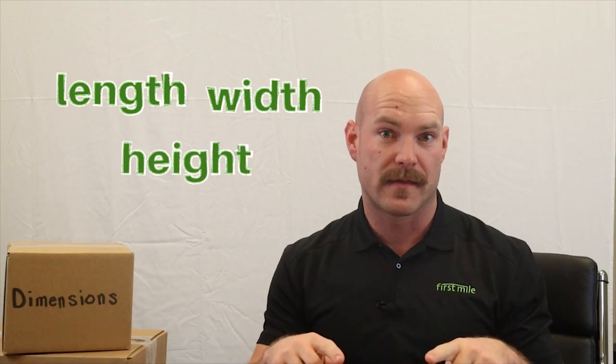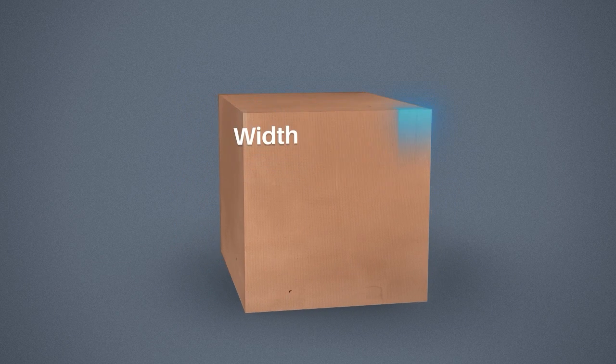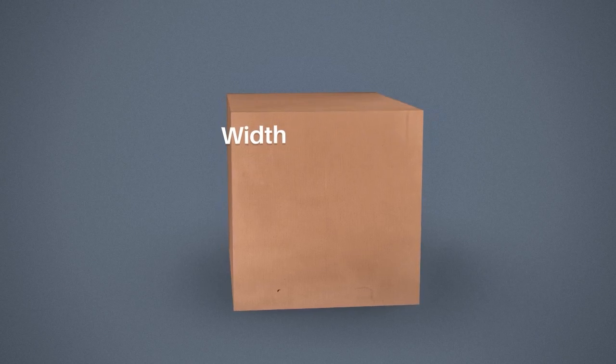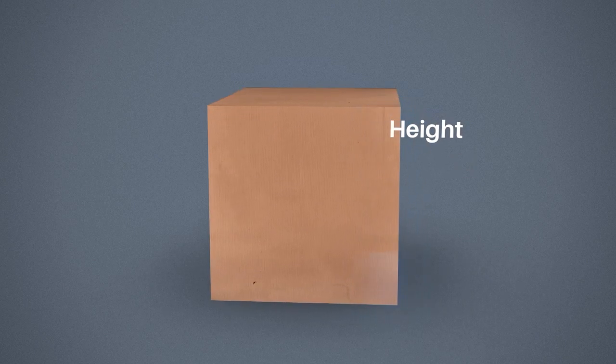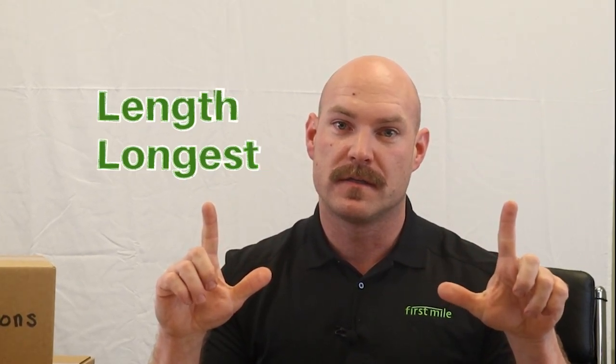A few key terms that are really important to remember are length, width, and height. Length is always gonna be your longest dimension. Width is the one that's gonna be perpendicular, and height, bottom to top. What I find with most carriers is you can interchange your width and your height. However, your length always needs to be the longest. And the way I remember that, length, longest, L&L.